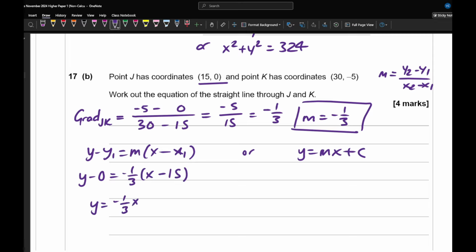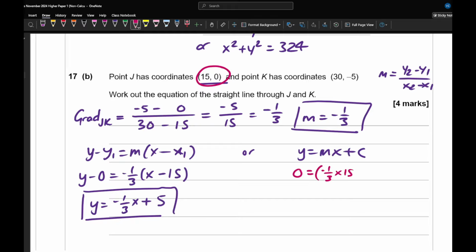Minus 1/3 times 5 is going to give me positive 5. So there is one equation using that method. If I use y equals mx plus c, I need to work out what c is. So using this coordinate again, I get 0 equals minus 1/3 times 15 plus c, in which I get 0 equals minus 5 plus c. So therefore c is going to equal 5.